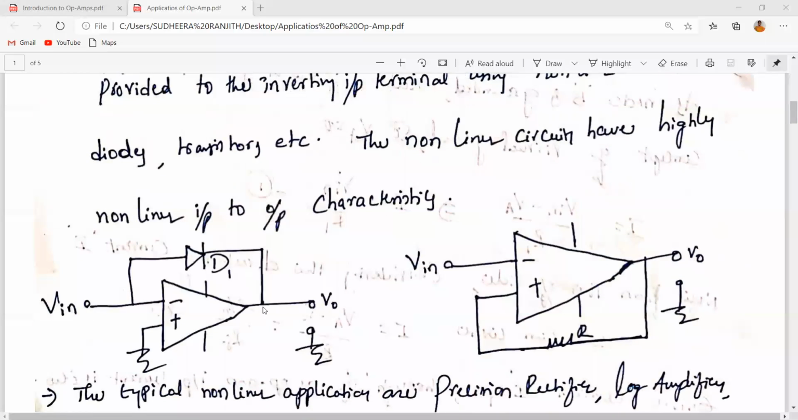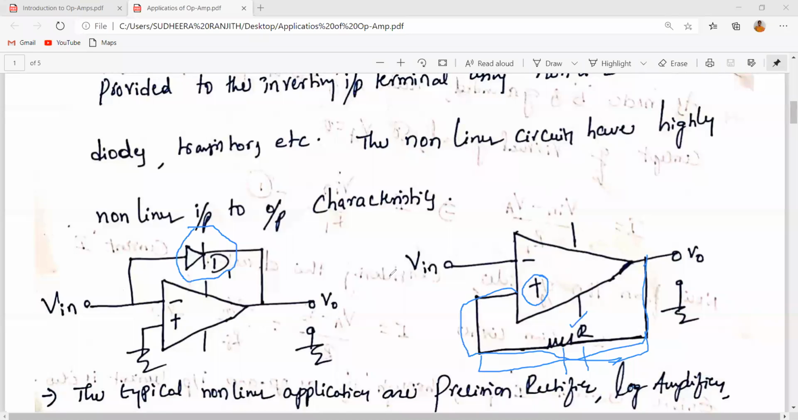Sometimes we use a non-linear element. We know that diodes and transistors are non-linear elements. So generally in the non-linear applications of the op amp, we employ positive feedback. If you observe this feedback, the output is connected to the positive input, that is, the non-inverting input of the op amp, using a resistance, or sometimes we may use a capacitor also, based on the application. It is called positive feedback because the output is connected to the positive input. In linear applications, the output is connected to the negative input, that is, the inverting input. That's why it is called negative feedback.